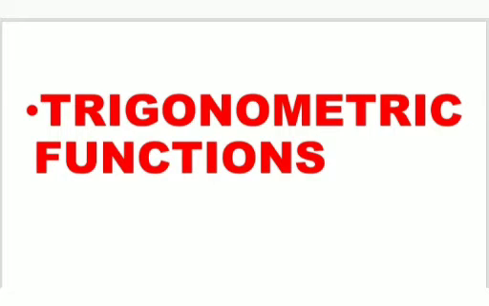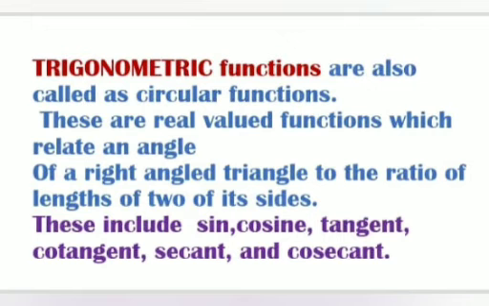Today we are going to learn trigonometric functions. Trigonometric functions are also called circular functions. These are real valued functions which relate an angle of a right angular triangle to the ratio of lengths of two of its sides. These include sine function, cosine function, tangent function, cotangent function, secant function, and cosecant function.